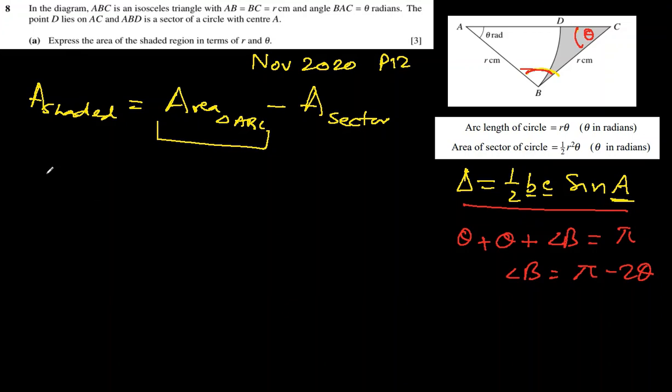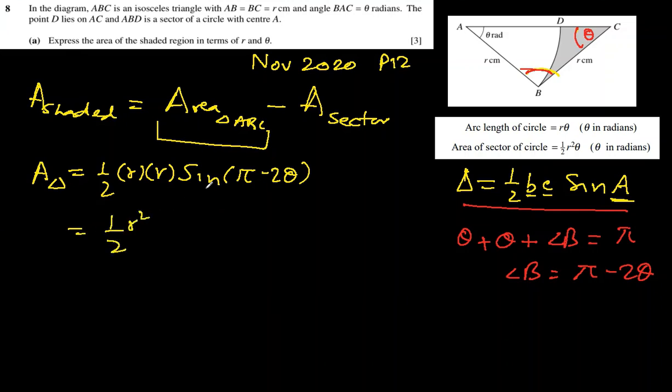So the area of the triangle equals half BC. B is R, C is also R, and the angle between them is pi minus 2 theta. So it becomes half R squared, and if you remember the quadrants, in the second quadrant, which is pi minus 2 theta, we don't know theta yet, okay? So pi minus 2 theta in this quadrant, sine is positive, right? Basically this angle is 2 theta and this is pi minus 2 theta.